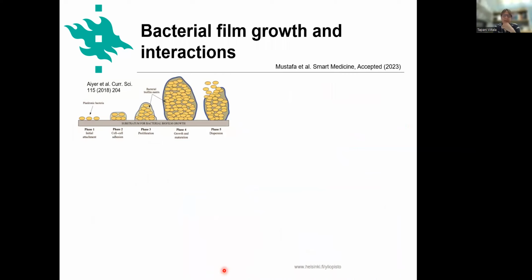And my last example relates to bacterial biofilm growth and interactions with nanoparticles. This manuscript got accepted on Monday this week, so it's very fresh, not yet in print, but hopefully soon. So basically this shows the process of how a biofilm grows, and the main motivation for this study is, of course, that antimicrobial resistance is a very big concern in the world.